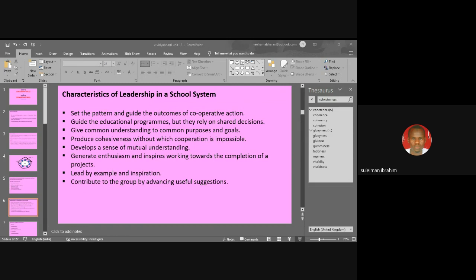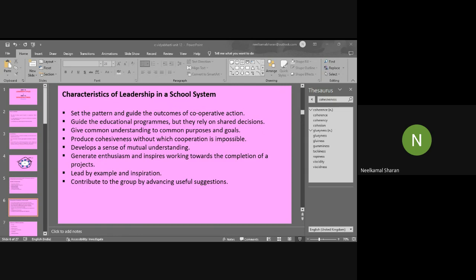Because I think there is nothing to achieve if there is no cooperation. That is, a leader can cooperate with other members of the school so that the goal that needs to be achieved will be achieved. Very good. A leader cannot work alone to achieve the goal, so he or she needs the cooperation of other members of the group, isn't it? So it is a cooperative action, and the outcome or the result of the cooperative action is guided by the leader in the school system.